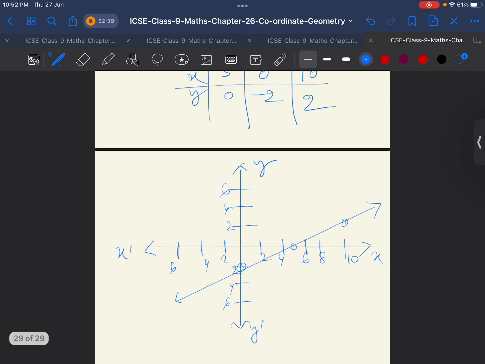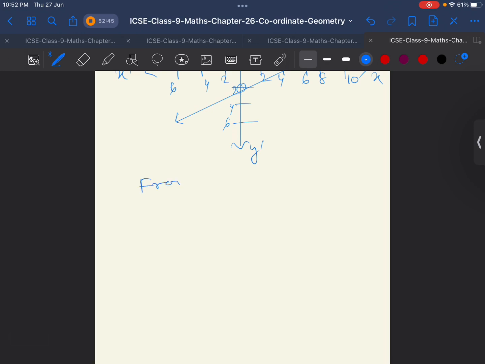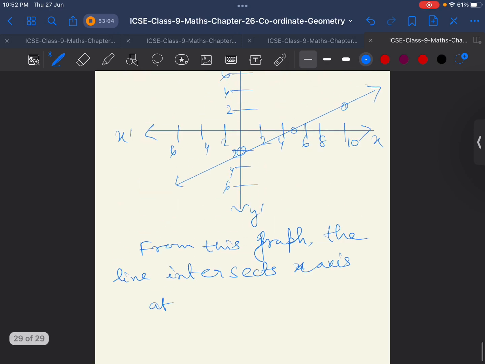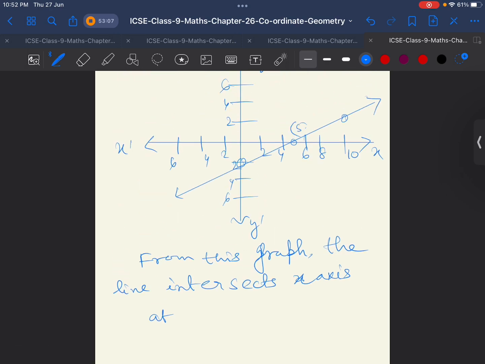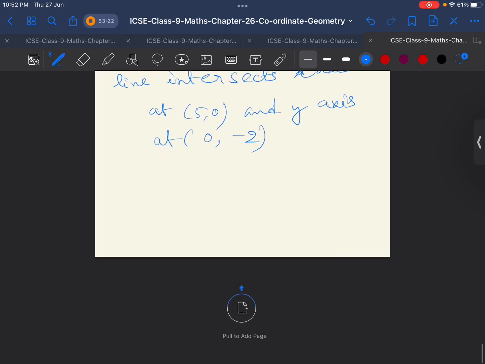Okay, so here, see from this graph, the line intersects the x-axis at (5, 0) and the y-axis at (0, -2).